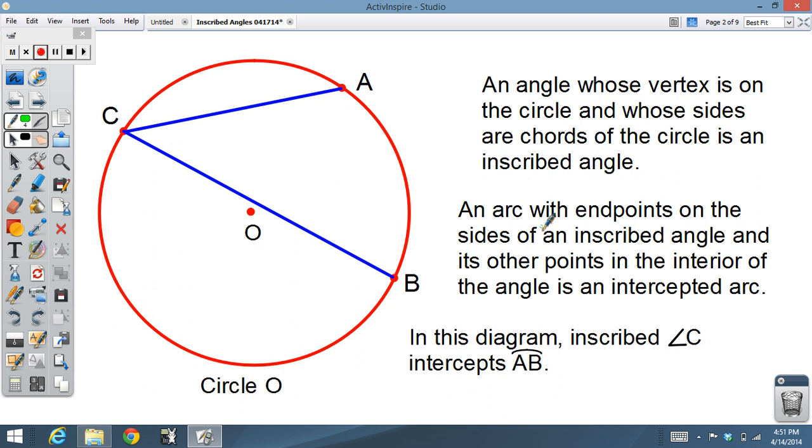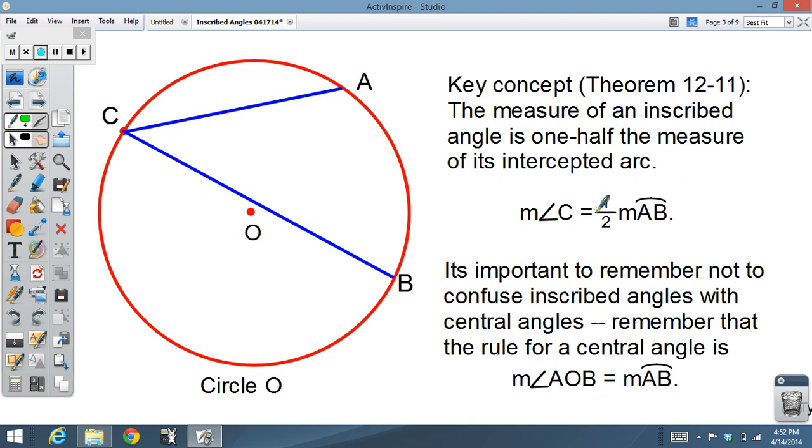All right? An arc with endpoints on the sides of an inscribed angle, like arc AB here, that's called an intercepted arc. So you can think about it, these two lines cut across and intercept arc AB. That makes sense? So for this diagram, angle C is the inscribed angle and it intercepts arc AB.